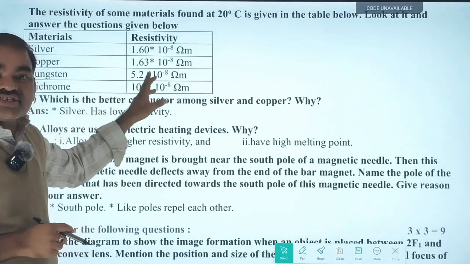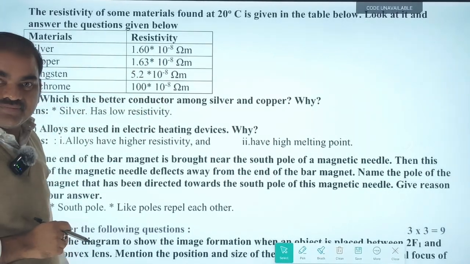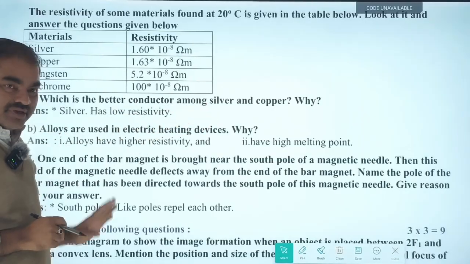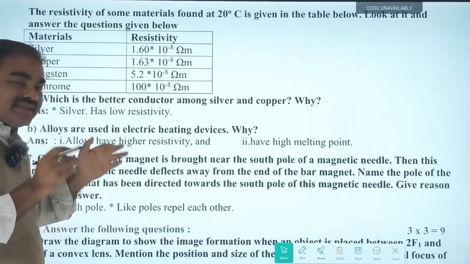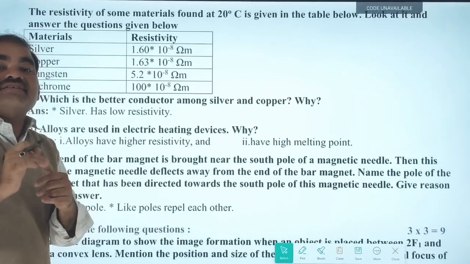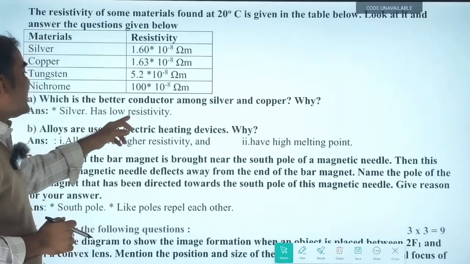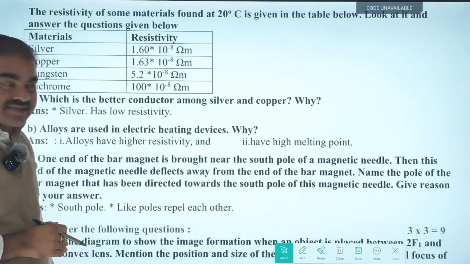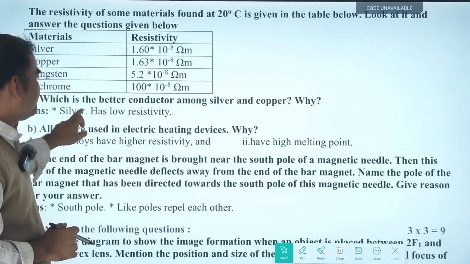So here some of the materials are given and their corresponding resistivity is given. Which is the better conductor among silver and copper? Only these two are being compared. Where the resistivity is less, the conductivity is more. So silver has low resistivity, 1.60, compared to 1.63 here. So the one with less resistivity is the good conductor.